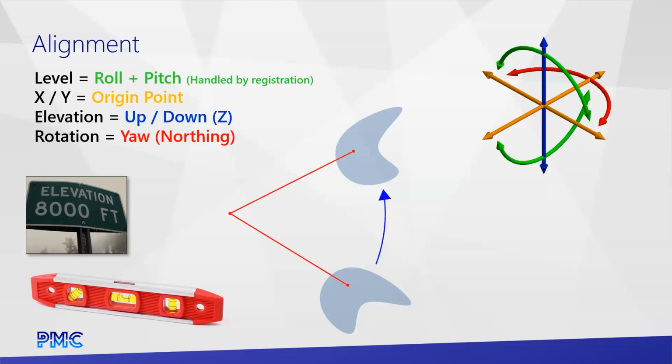And alignment is going to consist of establishing level. This is handled entirely by the scanning provider, not something you need to concern yourself with. Then the origin point, or the XY location of the data, and the elevation of the data. Do you want finished floor to be at 0 or at 100 feet? And then finally, your rotation, right? Which way do you want this data to point? And don't take any of this for granted when you're doing this process.